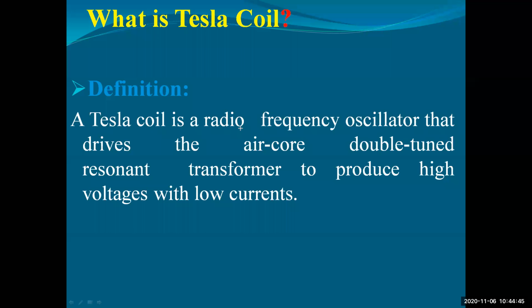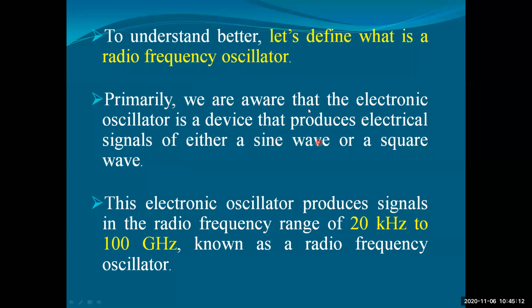So this Tesla coil principle is clear. Here, first we have to know what is meant by air core. You know resonant transformer well, so it is not required to explain. First, what is meant by air core, and how we get very high voltages with low currents. That is the main concept of the Tesla coil. To understand better, let's define what is meant by a radio frequency oscillator.